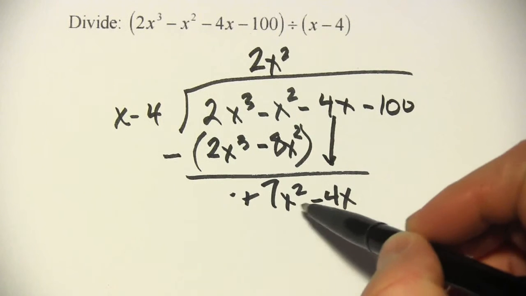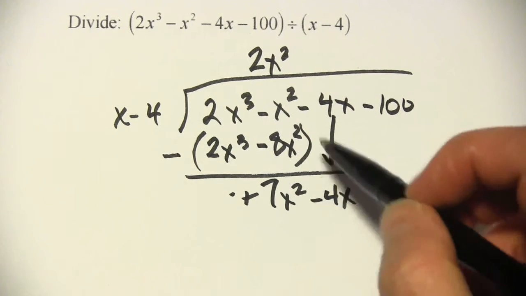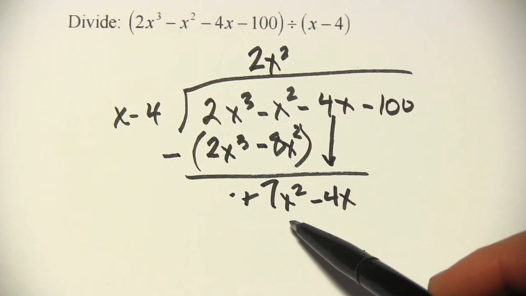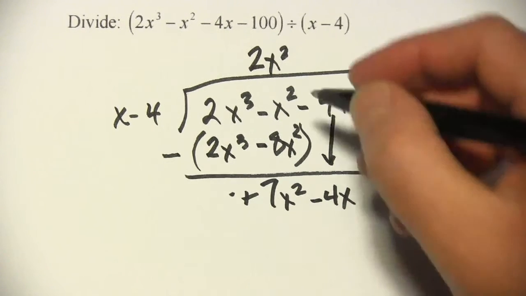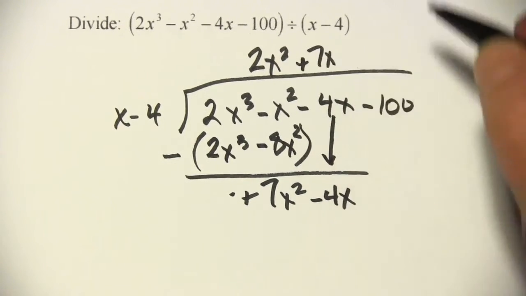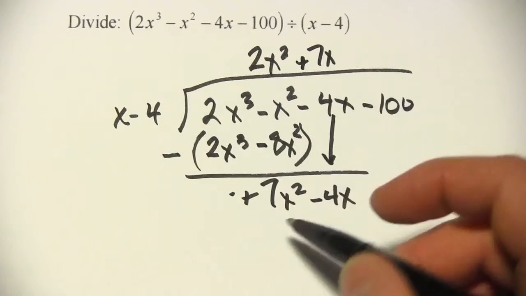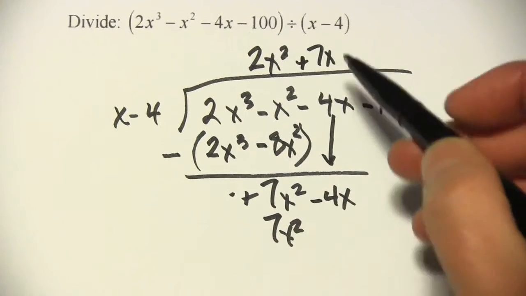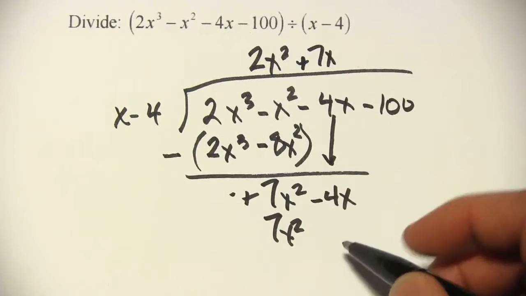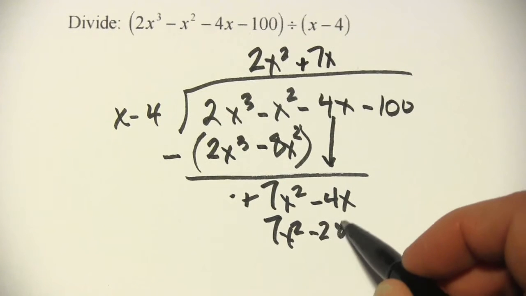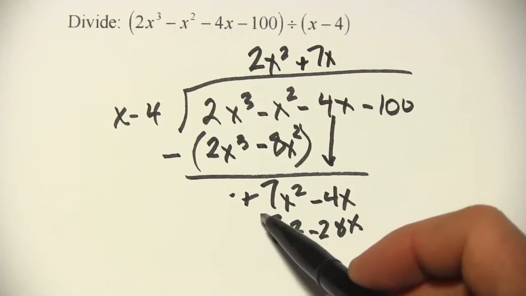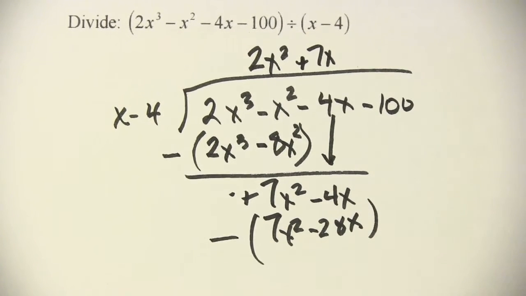We've got 7x squared down here, and my next question is, what do I multiply by x to get 7x squared? The answer is 7x, because 7x times x is 7x squared. And then, of course, 7x times negative 4, I've got to do it there too. That's minus 28x. And we'll subtract this whole expression.